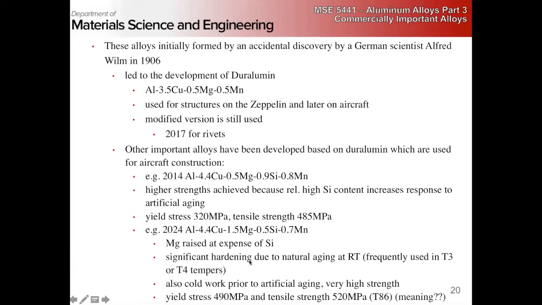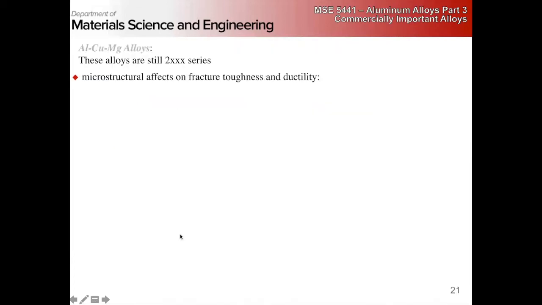What this allows is it reduces the aging temperature down to room temperature so they can naturally age. And we can cold work prior to artificial aging, put it in a T8 type temper, and get very high strengths out of these as well. Right? The downside to this alloy is, of course, it's very prone to corrosion.